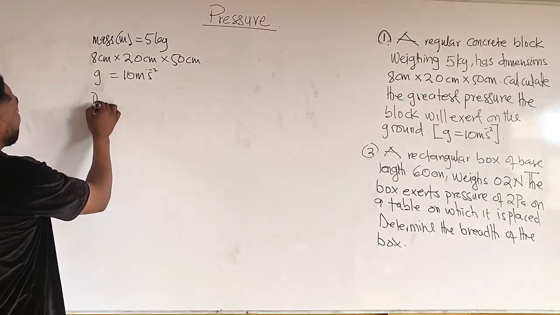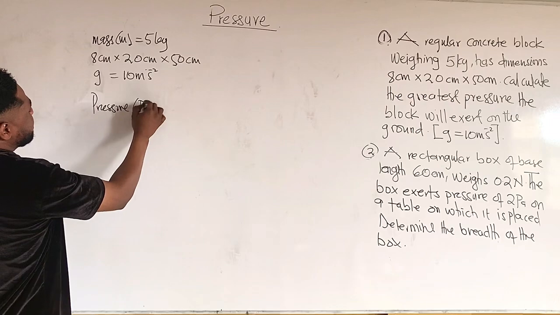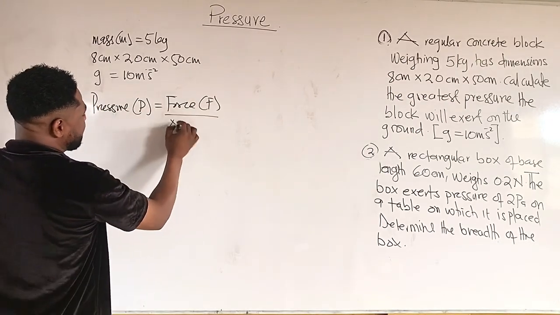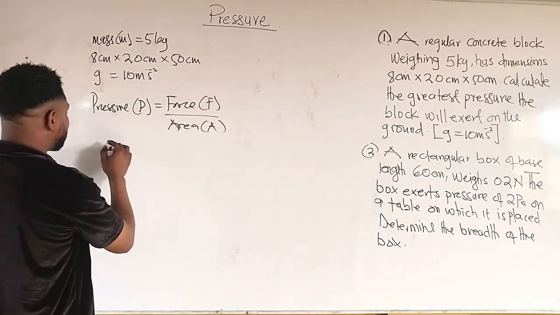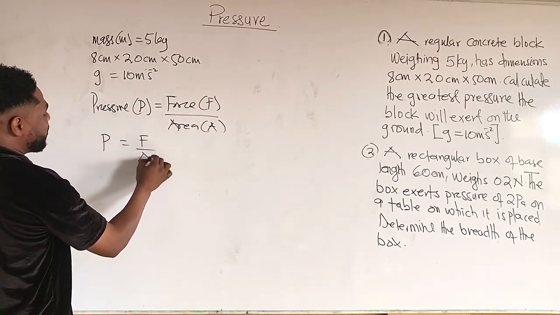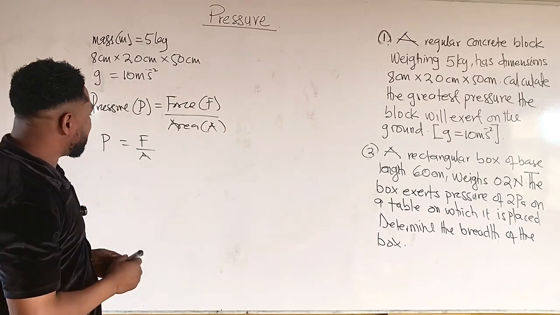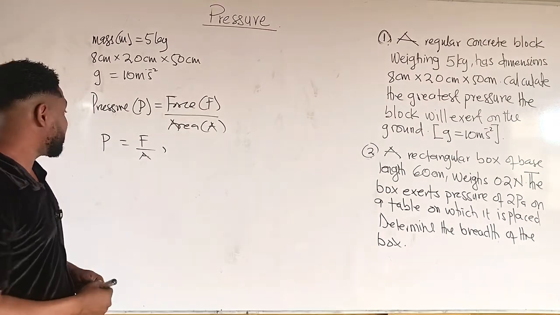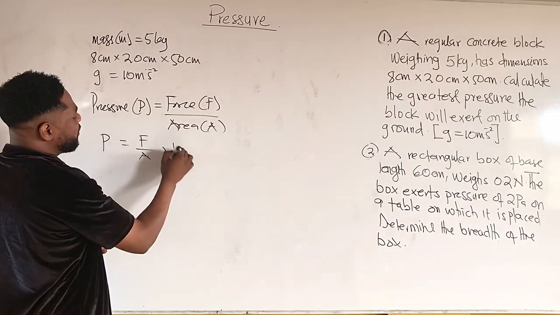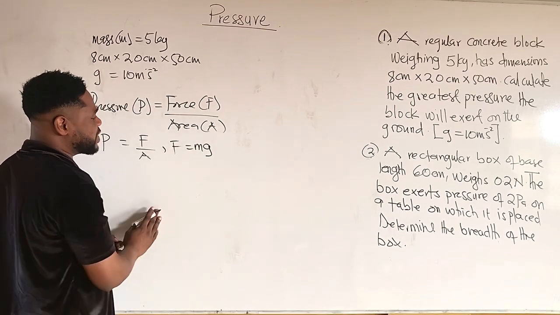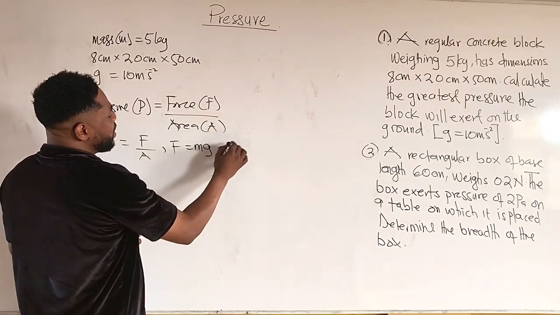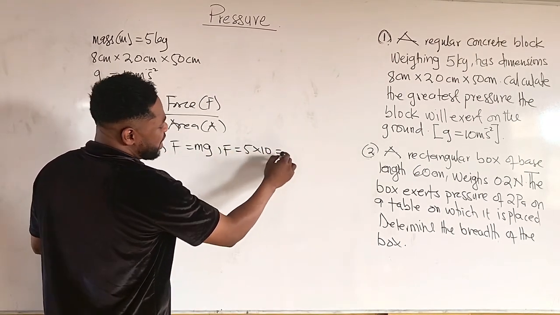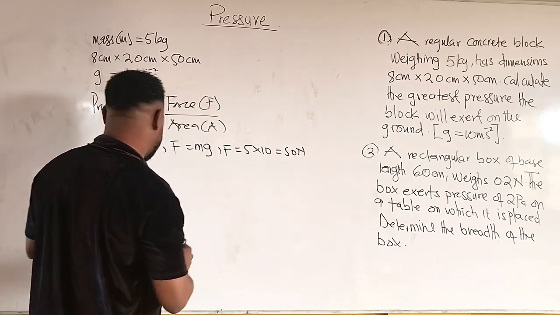Now, pressure mathematically is equal to force over area. So we can say P equals F over A. In this case, our force is not given to us, so we have to find our force, then find our area, then we can find the pressure that we are looking for. Now, our force is given as mass times acceleration due to gravity. Therefore, our mass is 5 and gravity is 10. So we are going to get 50 Newton, as we can see.